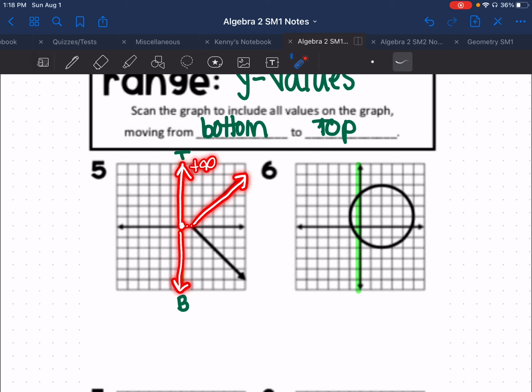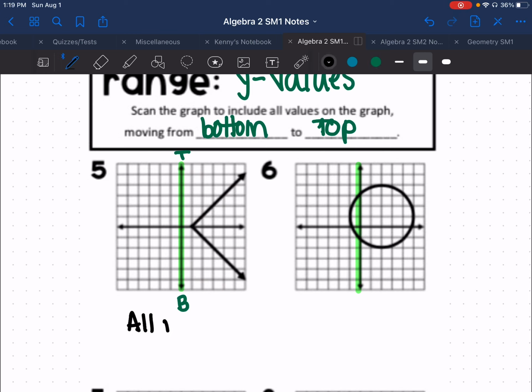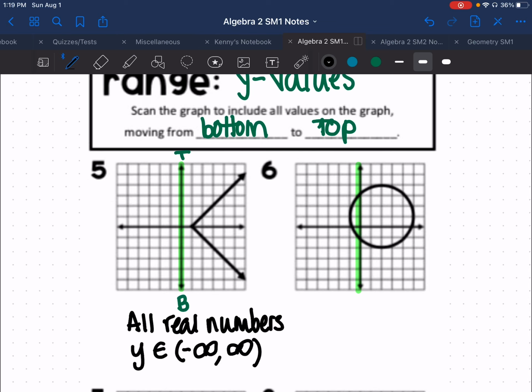So if I leave it back on, it would look simply like this, and we would have all real numbers, which is a legitimate answer you could actually give. Or you could say y is an element of negative infinity to positive infinity. All right, let's take a look at the next one. Remember, negative infinity is down here at the bottom and positive infinity is up here at the top.